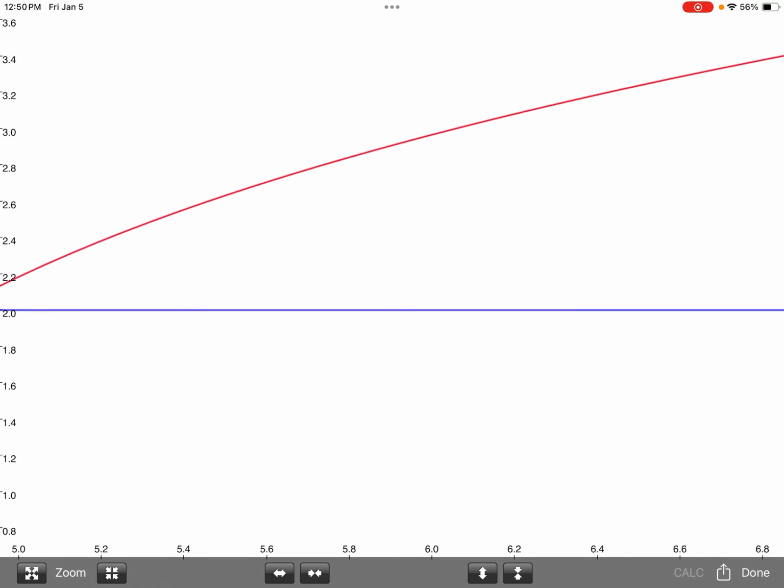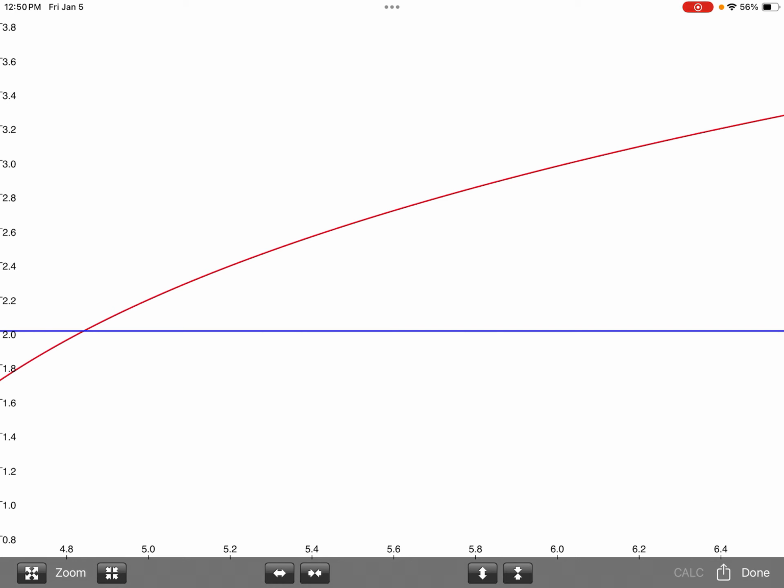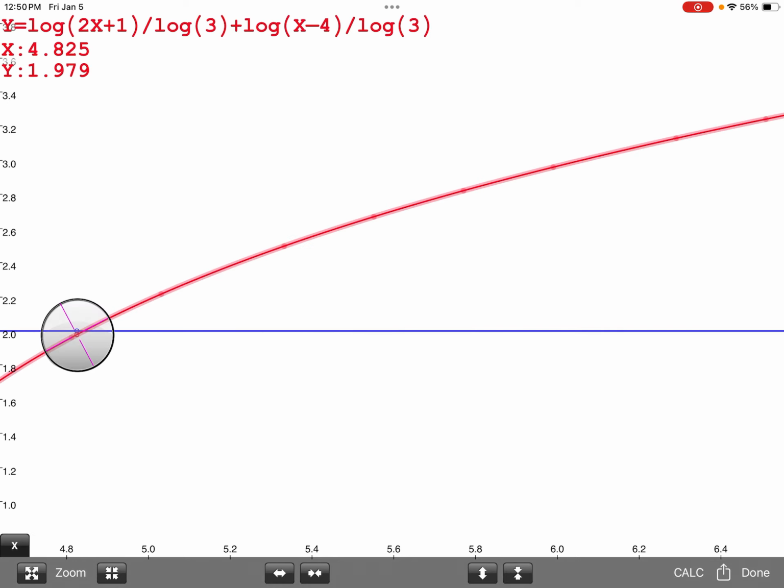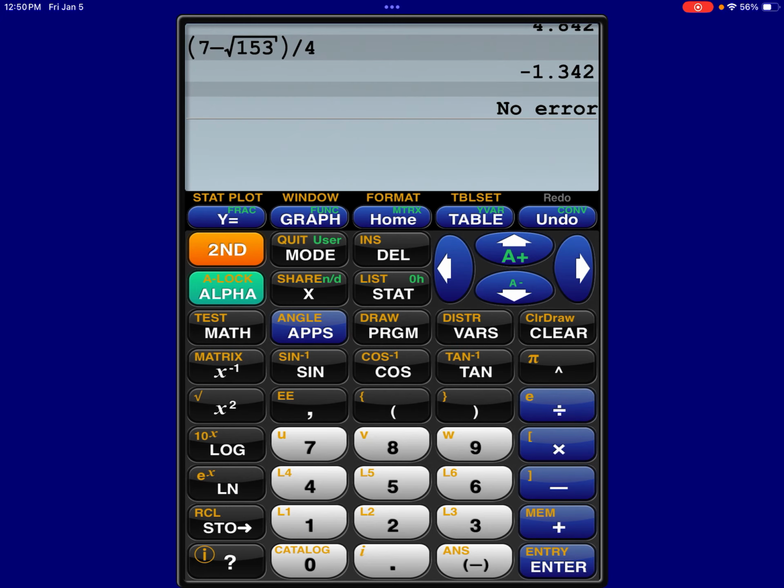Okay, sorry. Now we're getting there. So that intersection, so let me try to get to where they intersect. There we go. So it says that they intersect at x equals 4.842 in the upper left-hand corner. So it took a little bit of work to verify, but that was correct.